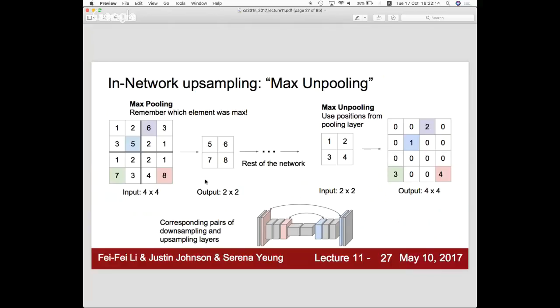So we do it after doing the downpooling session. We just get the features 5, 6, 7, 8, and after the rest of the network, maybe 1 stands for sky, 2 stands for tree, 3 stands for the cat, and 4 stands for the glasses. So after that, in the max unpooling session, we need to remember where the max feature location is, and we use this 1, 2, 3, 4 to replace the max pooling position.